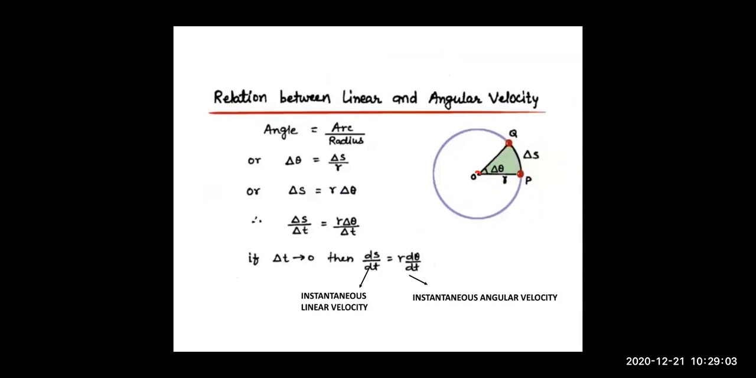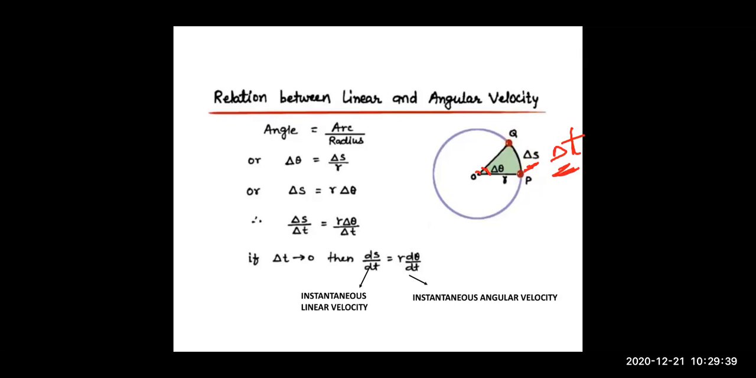Suppose, children, initially the particle is at point P and after time delta t, it reaches point Q, covering a distance of del S on the circumference of the circle. And during this time del t, and during this distance covered, that is del S, the angle that is traced at the center be del theta.